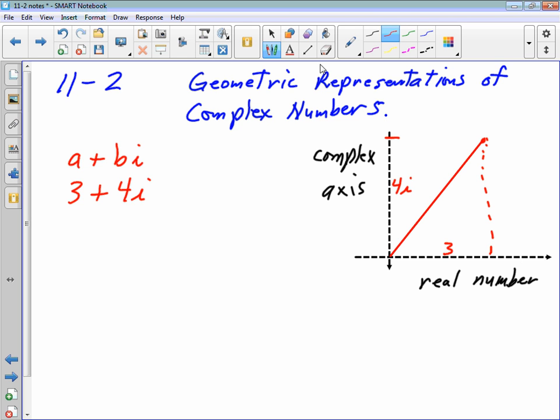Keep in mind, then we can go over 3 units on the real number axis and then up 4 units on the complex, or imaginary, axis. Maybe I should say that, imaginary axis. I think that's better. And you can't say, oh, 3 plus 4i, that's 7i. Well, it doesn't work that way. These two can't mix because one's real and one's non-real.